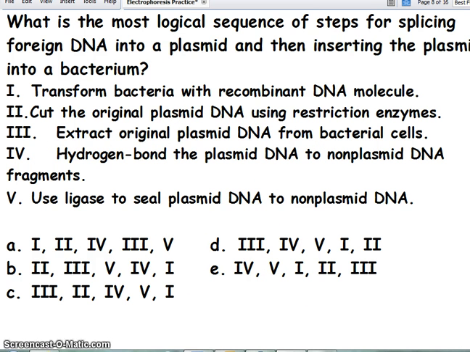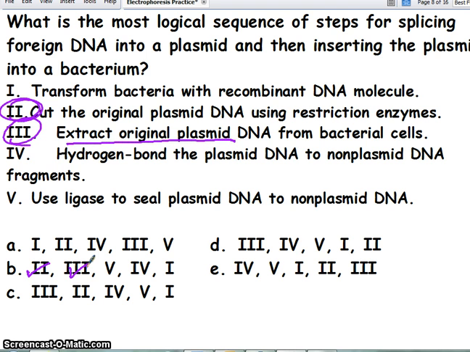Okay, if we wanted to create a plasmid, this has got a bunch of steps. The question is which one of these are in the correct order. So in order to create a plasmid, the first thing we're going to need to do is get the original DNA out. So there's 2, which pretty much tells us that's probably the answer. Extract the original plasmid from the bacteria. So 3. Now we've got the plasmid and we've got the piece of DNA.